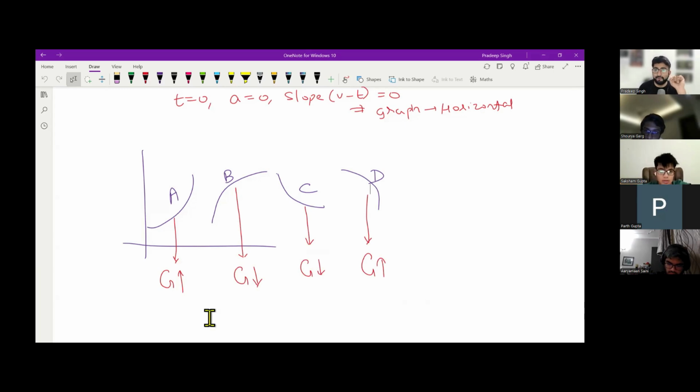Let's think. This is from maths. Shaurya, Aryaman, you as well. Oh wait, no. In C, the gradient is increasing because it's going negative now. So in C, the gradient is increasing, but in D, the gradient is decreasing. Okay. Aryaman, what about you? Not bad, I think this is correct over here.